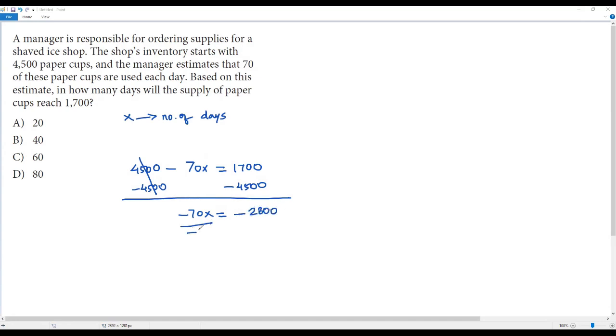Let me divide both sides of the equation by negative 70. Here this negative 70 will cancel out, and this negative will cancel out. I am getting x on the left side. When I divide 2,800 by 70, I am getting 40. That is, in 40 days, the supply of paper cups will reach 1,700.